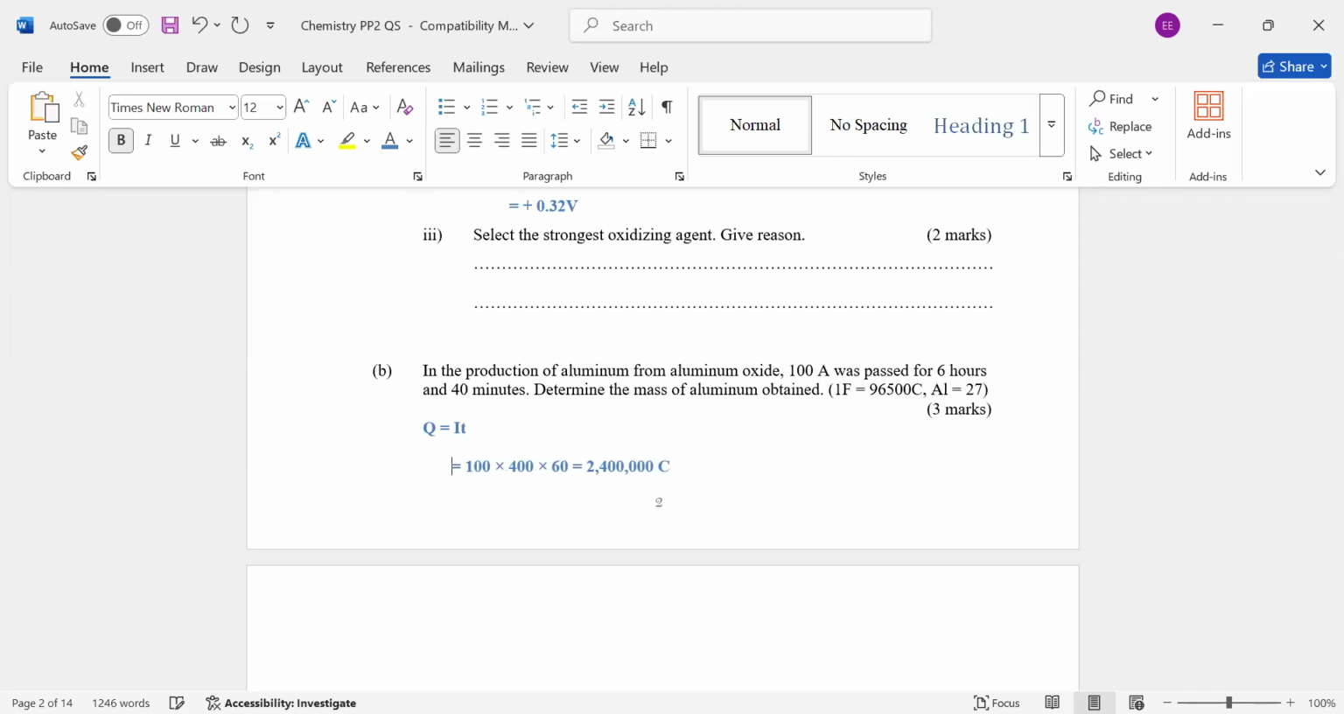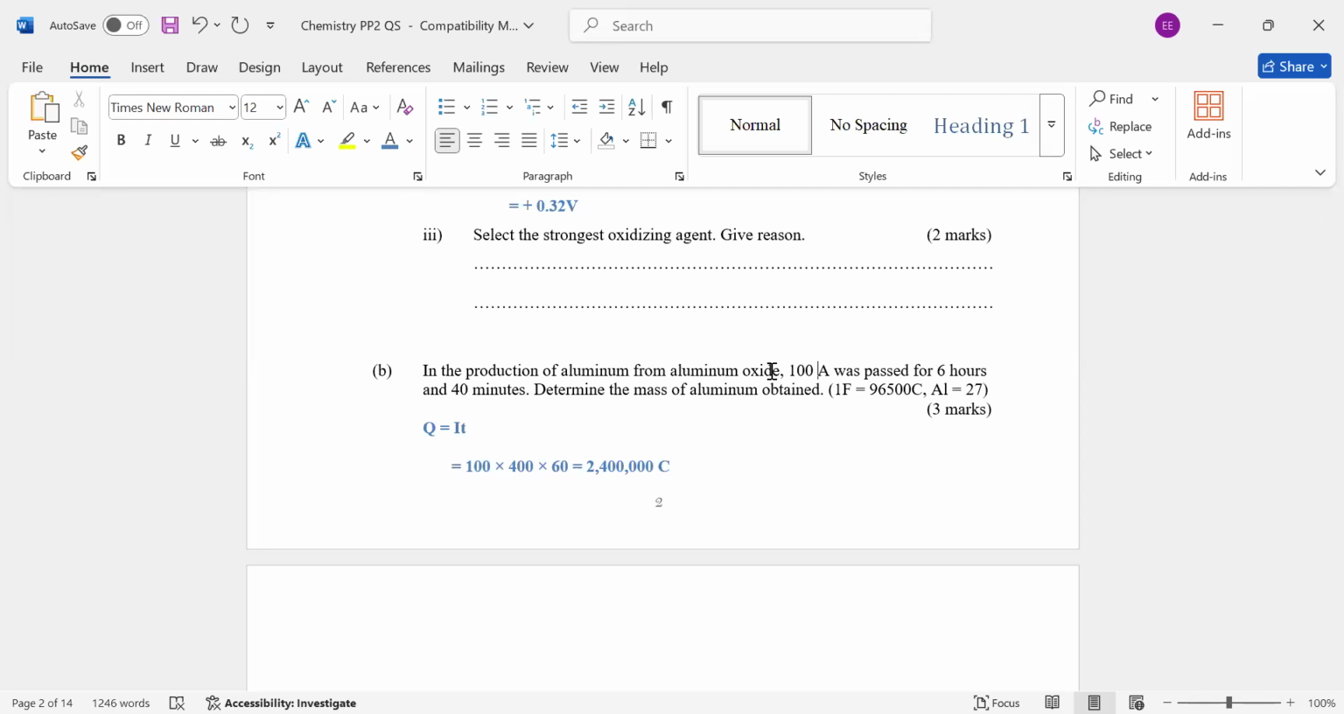So this is 100 for current that has been given there. 400 is 6 hours and 40 minutes, converted to minutes will give me 400 minutes. And then remember, this time should be in seconds. So we'll have times 60 to change it in seconds. That is what we'll have. So in this particular, let us analyze this one by one.